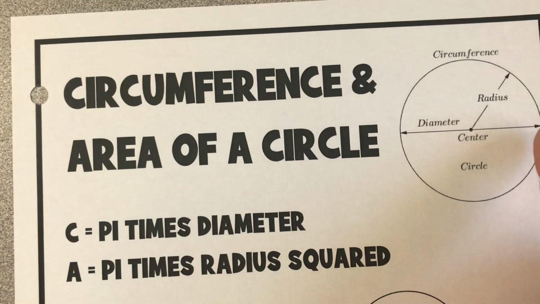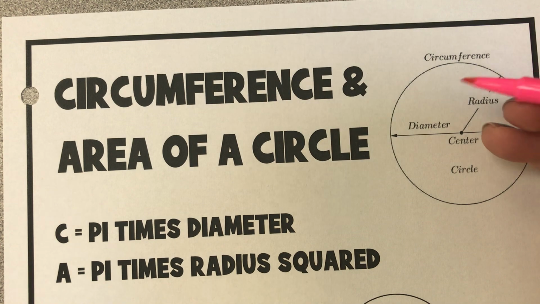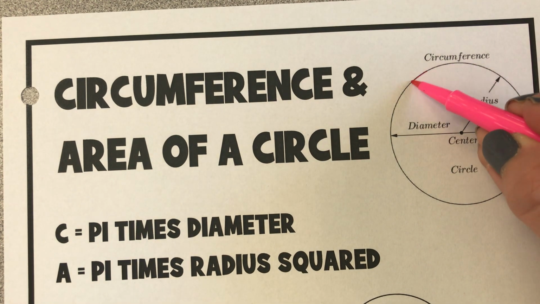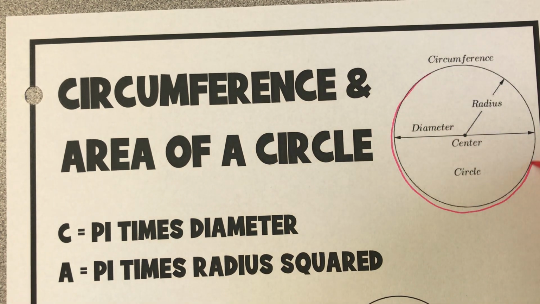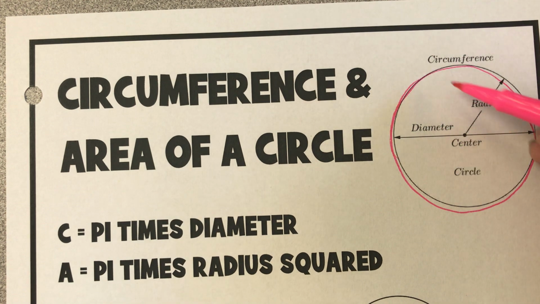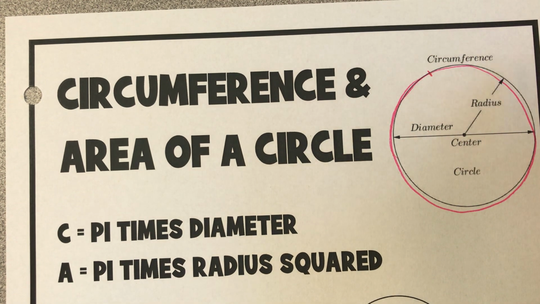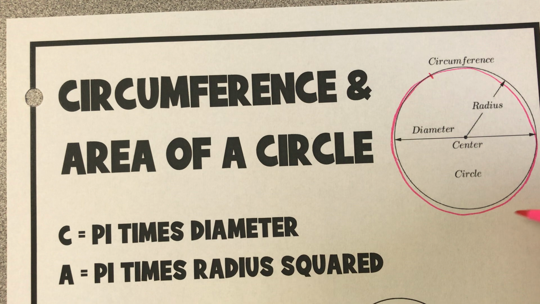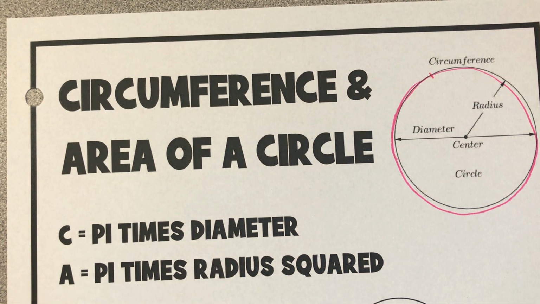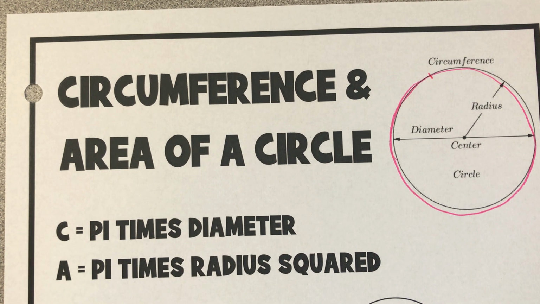Okay, so up here I put a little diagram. The circumference is if we were to measure all the way around the circle, or if we were to cut it and then unroll it, how long would that string be? Just as a reminder, the radius is from the center to the circle, so that's halfway across. The diameter is all the way across the circle. So radius is half, diameter is all the way across.